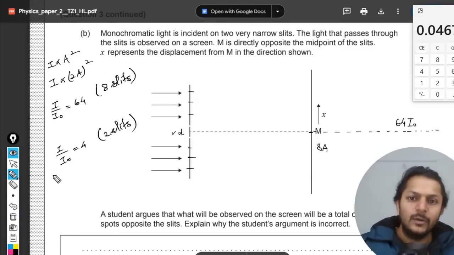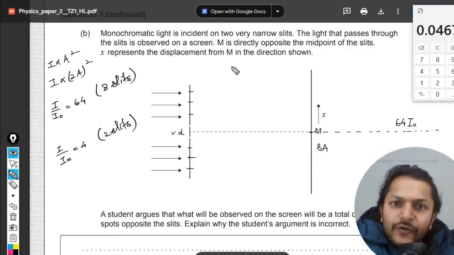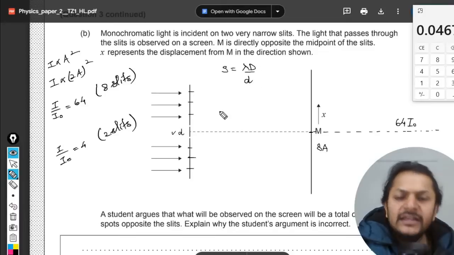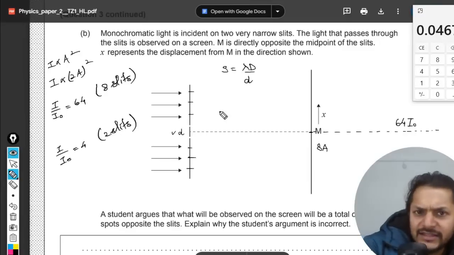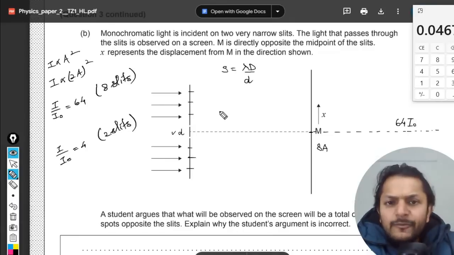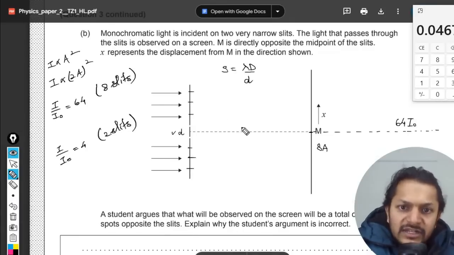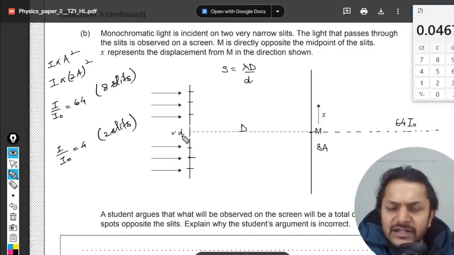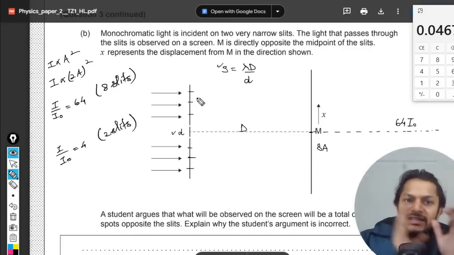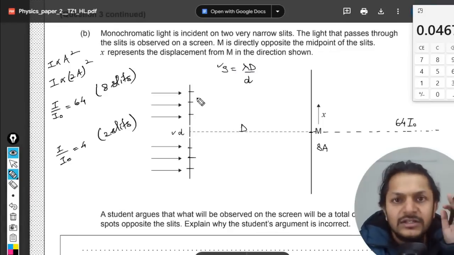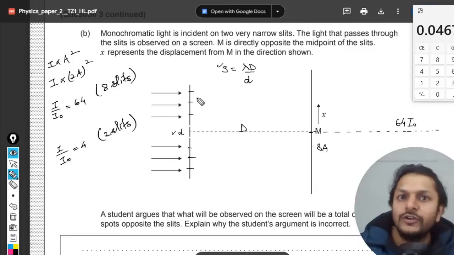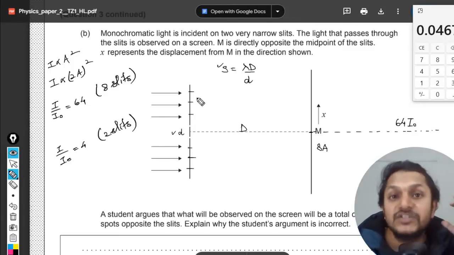What else? The formula for the spacing that we just used is lambda D by d. Do you think there is anything changing in this? Are we using a different wavelength? No. Are we messing with capital D? No, capital D remains the same. Are we messing with small d? No, not at all. It means that in this interference pattern, spacing is not going to change. This is also going to be an interference pattern with the same spacing.